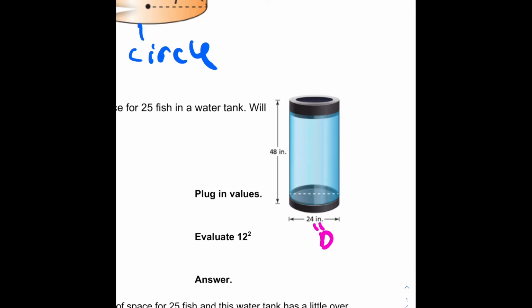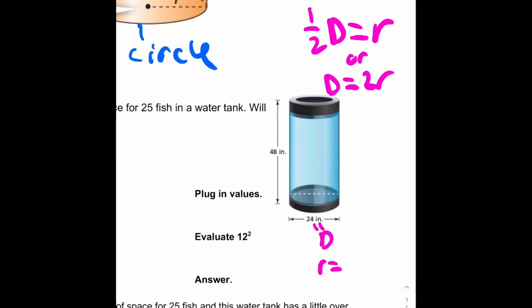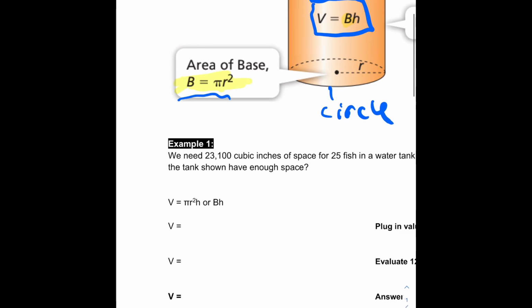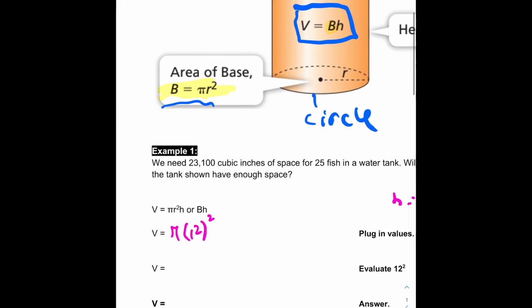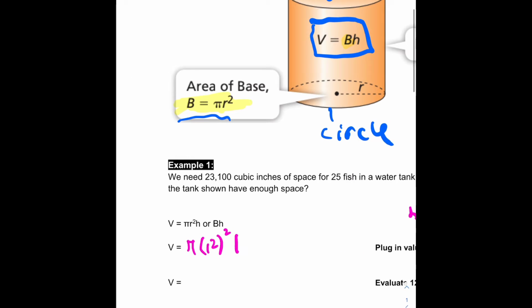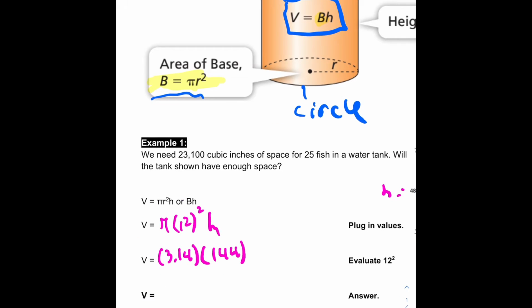Now, again, do we have the diameter or do we have the radius? This is the diameter. My radius, again, 1/2 D equals R, or D equals 2R. Either way, that means my radius is half of that. So I'm going to say pi times 3.14. Oh, wait, no, pi is 3.14. Come on, Mr. Larson. Radius is 12 squared, and then 48 is my height. So 12 squared times H. So 12 squared is 144. So 3.14 times 144 times 48. I don't know why I didn't write that there.